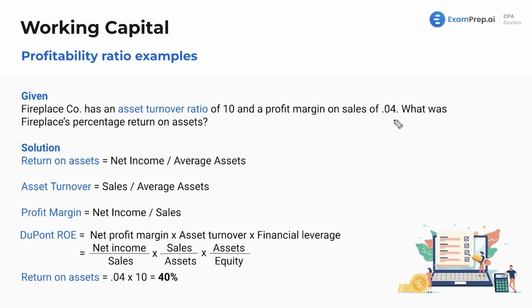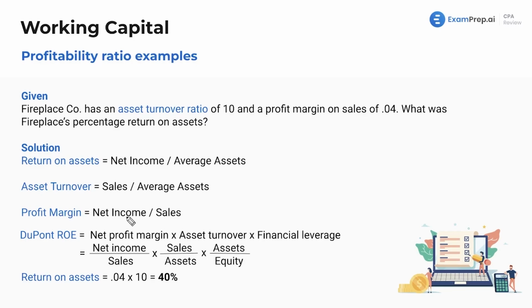Well, as I've mentioned, pull together all formulas that have to do with what's mentioned in the question. So first, you've got return on assets. I would just write that out. Return on assets. Next, it mentions an asset turnover ratio. So as such, bring that to your notes. Profit margin, right? Bring your profit margin out.